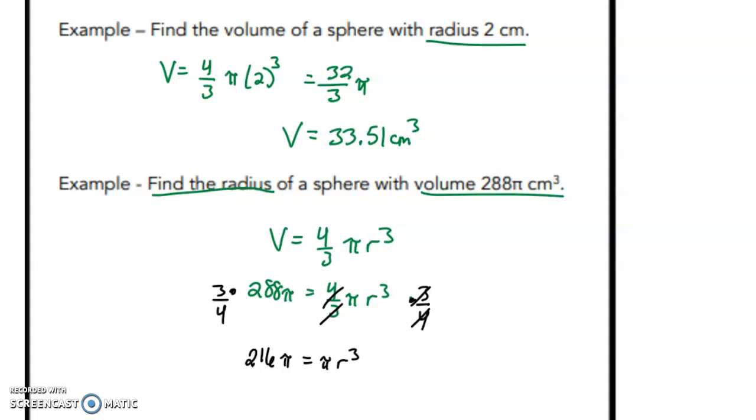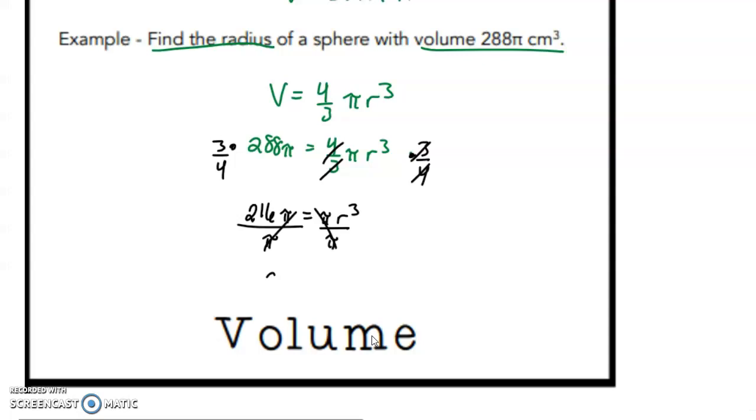All right, equals pi r cubed. So now if we divide by pi to get the r by itself, we have just 216. All right, so 216 equals r to the third. So to get rid of a third power, you need to use a cube root. That cancels out a cubed power.